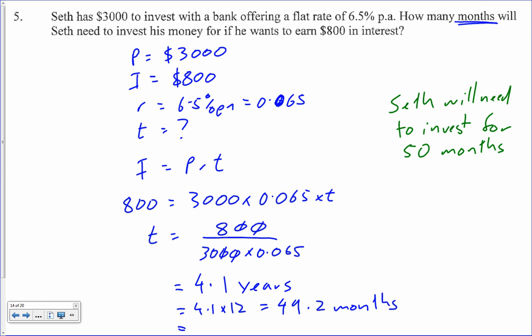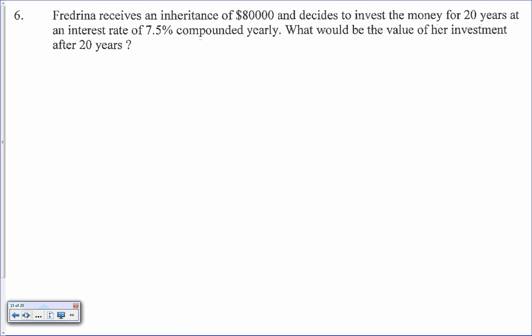Why have I gone up to 50? Because we need that 0.2 of a month there to be able to get up to the over $800 interest. He's going to earn more than $800 interest because he's got 0.8 of an extra month there he's got interest for. So there.